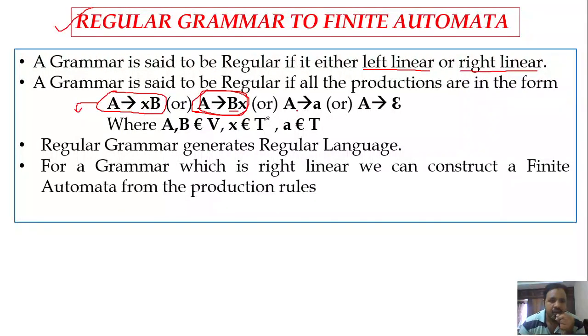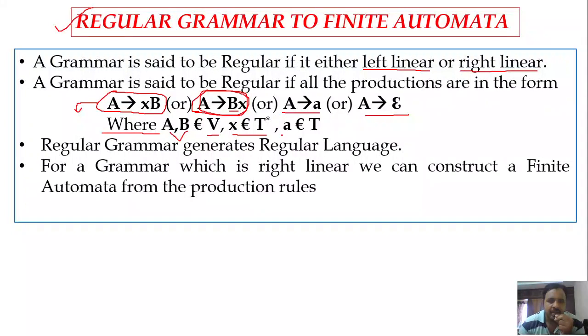Along with it, a production may be in this form: A denotes small a, that means a non-terminal is denoting a terminal, or A denotes epsilon. So if the productions are satisfying these properties, then the grammar is said to be a regular grammar. Here A, B belong to capital V, that means A and B are the variables. Small x belongs to T star, which means x may be epsilon or any string of terminals.